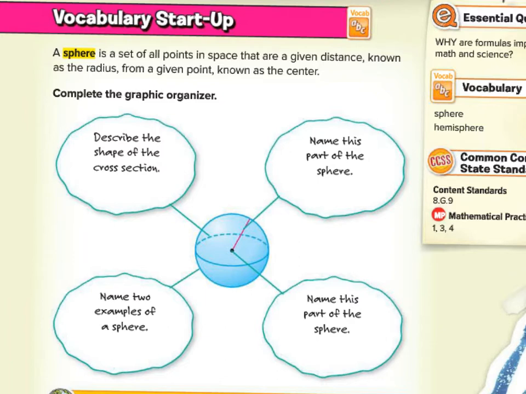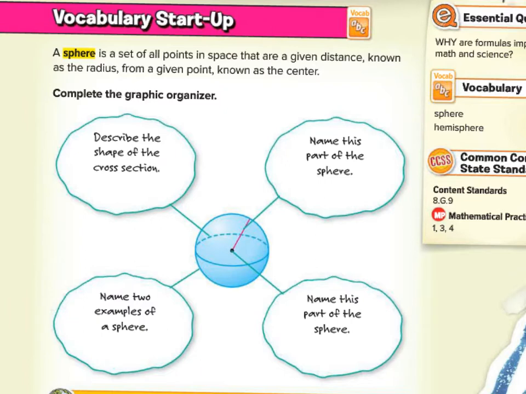Now when we think about a sphere, the first thought that should come to mind is a ball or a globe, right? But technically speaking, a sphere is a set of all points in space that are a given distance, known as the radius, from a given point known as the center. So the radius is the distance to the edge of the circle, okay? But because it is given in any point in all 360 degrees, vertically, horizontally, and in any angle, any given point, we know it as the center.